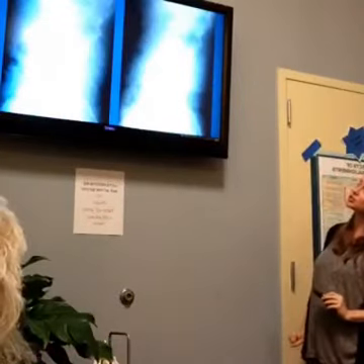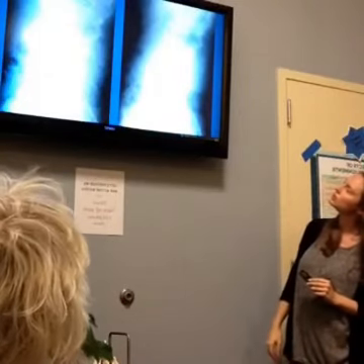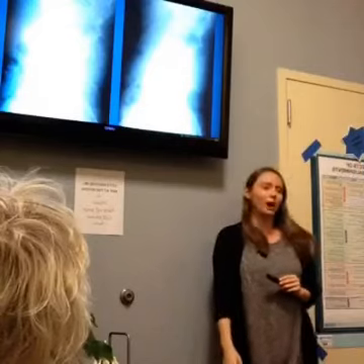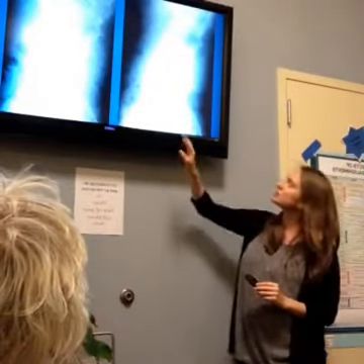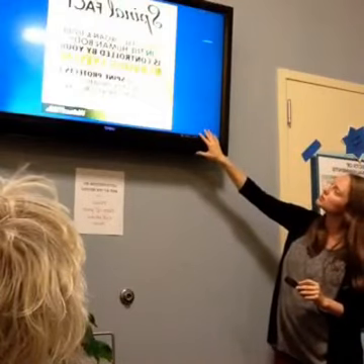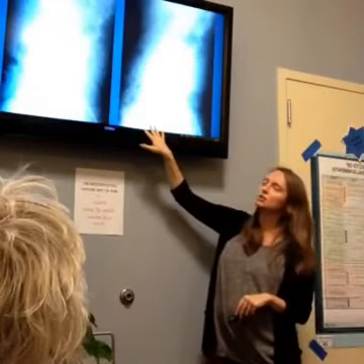All right, so I want to show you these x-rays because this is someone who, this is the low back. I have two low backs to show you this evening. So this is the low back. This one was taken, let me see here. Oh, I only have the one. Okay. This was taken in 2014. This was taken in 2016.